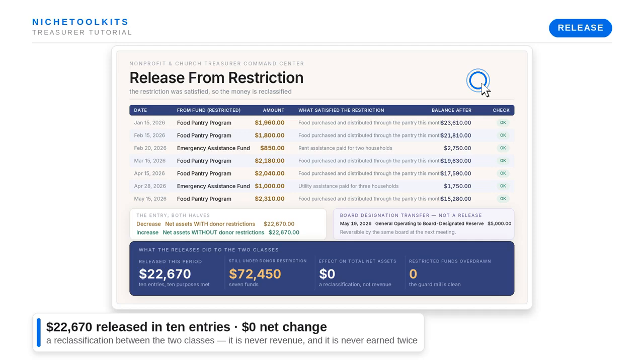Skip that entry, and the unrestricted column carries an expense that no revenue ever arrived to cover, while the restricted column still holds money for a purpose you already paid for. That is why so many small organization statements never tie.